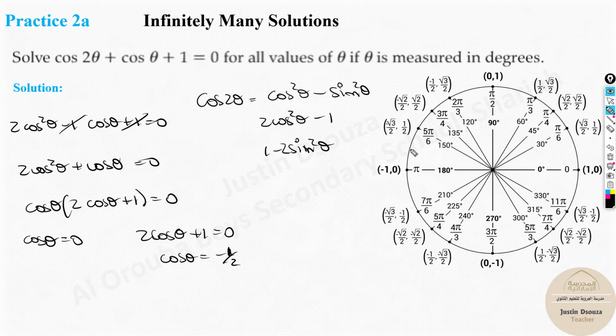Now when exactly is cos theta 0? Cos theta is 0 when it's 90 degrees. So one answer is 90. And when is it again 0? At 270 degrees, isn't it?